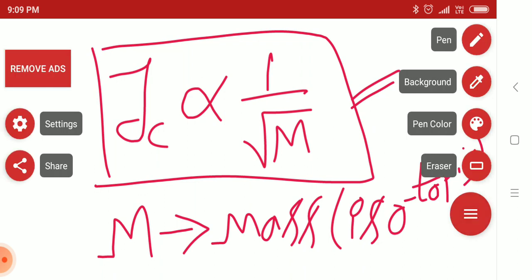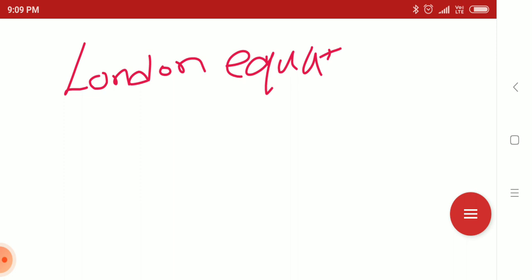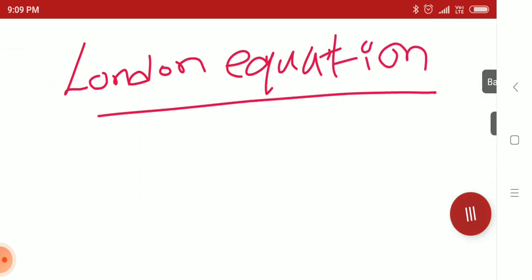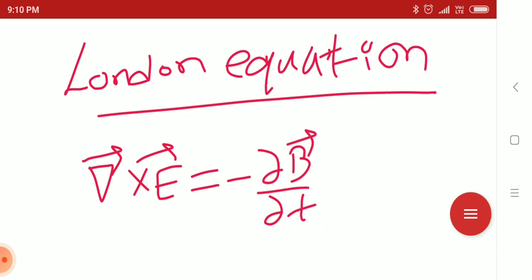So let's start by discussing the London equation. Now we will discuss the London equation. It's a very important thing in superconductivity. So what is the London equation? First of all, I hope you all know Maxwell's equation very well, that curl of E equals minus del B by del t.